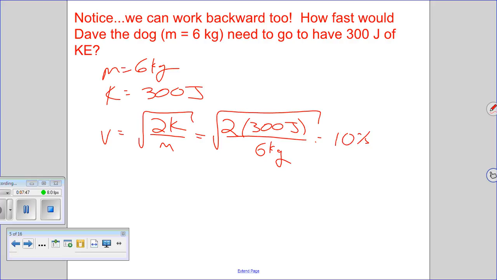All right. So the point I'm trying to make here is there's an intrinsic relationship between kinetic energy and velocity for a given object, right? Because the mass of your object isn't usually going to change, right? Unless you've got like a leaky bucket or something like that. Yeah, Alex.